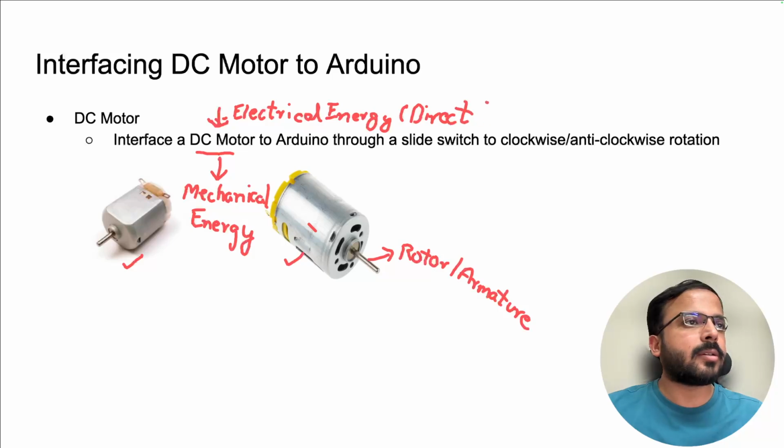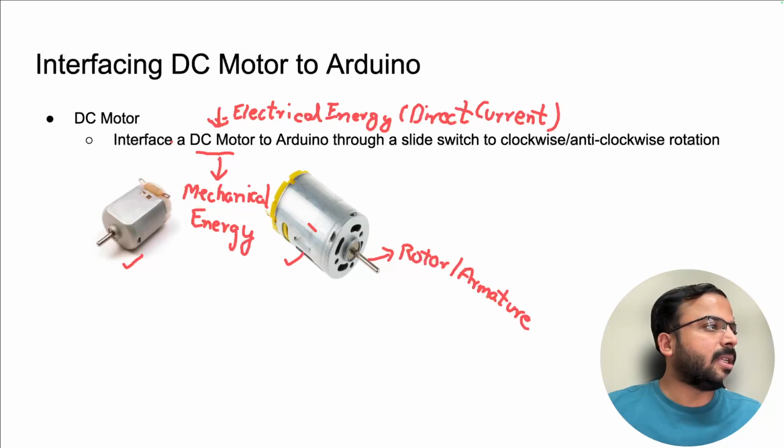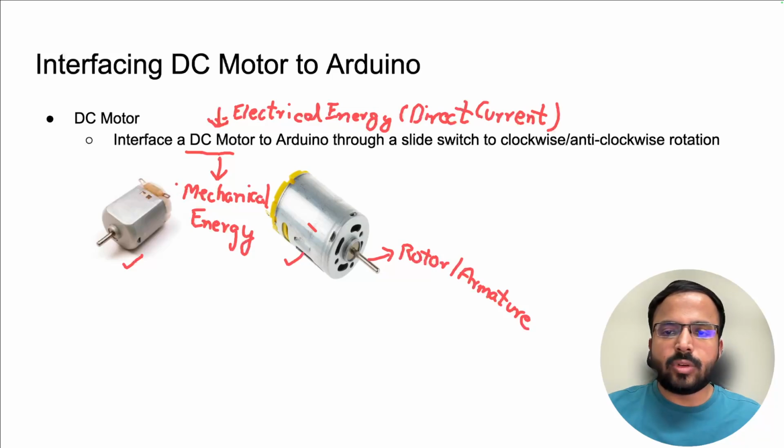That is why it is called a DC motor, or a direct current motor. You provide electrical energy to it, and it will get converted into mechanical energy, and the rotor and the shaft will rotate, the armature will rotate. Then it can be used to produce various robotic actions, and in toys to drive the wheels, etc.